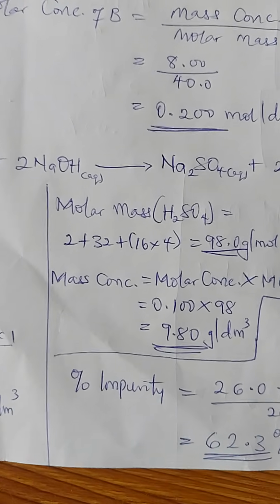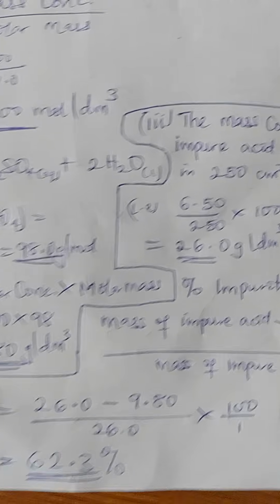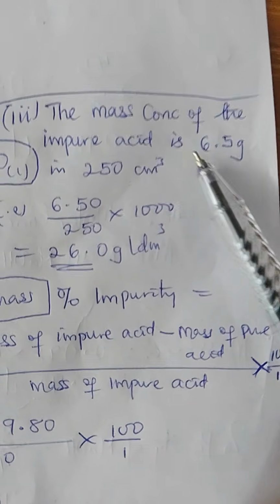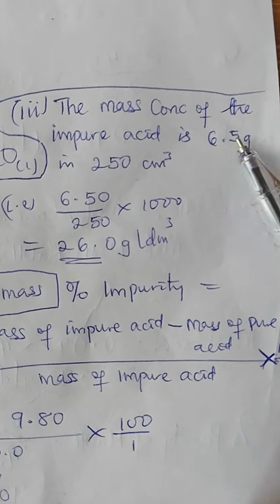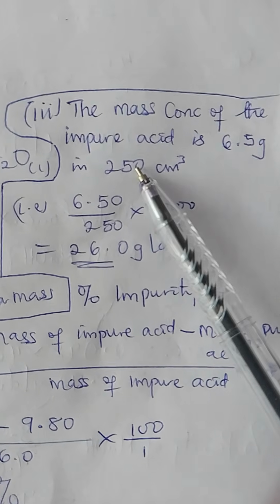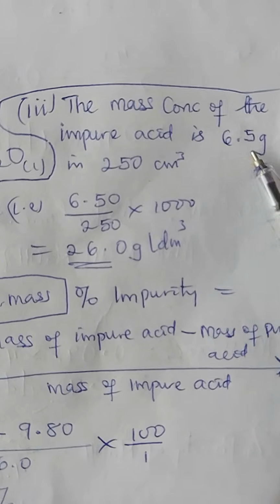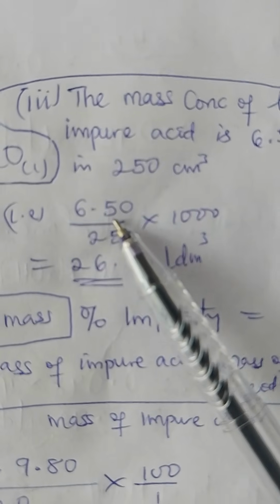Then to find the third one, the percentage purity, this is what we have. The mass concentration of the impure acid, mind you, was given as 6.5 grams in 250 cm³. If you say 6.5 in 250, then what in 1000 will arrive at this place.